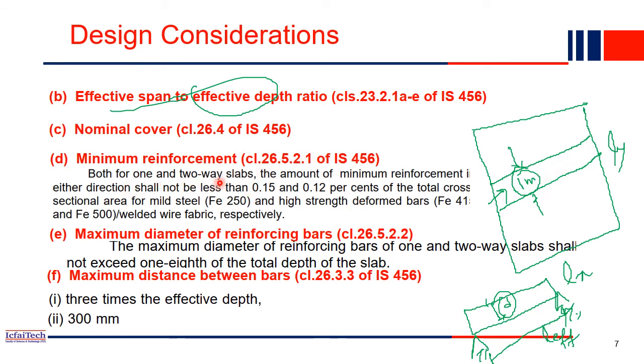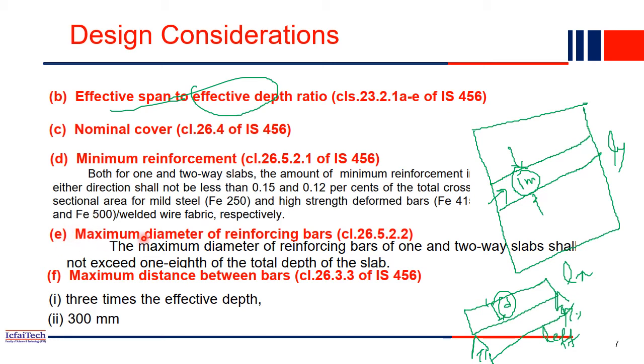So both in one-way and two-way slabs, the amount of reinforcement in either direction shall not be less than 0.15% and 0.12% of the total cross-sectional area. If you are using mild steel, or Fe250 grade of steel, then minimum you have to provide is 0.15%. Whereas if you are using Fe415 or Fe550 grade of steel, then minimum you have to provide is 0.12% of the cross-sectional area. That is as per our IS clause, you have to provide it anyway.